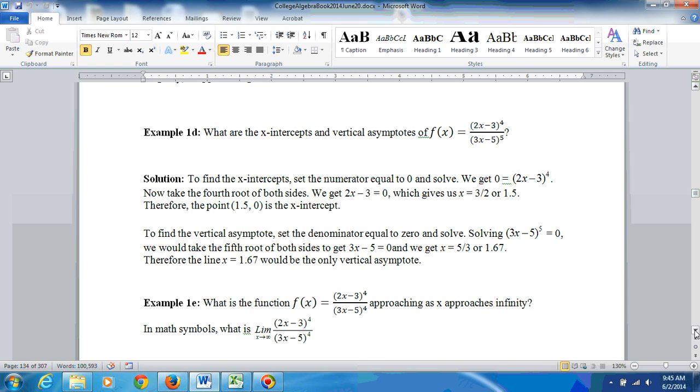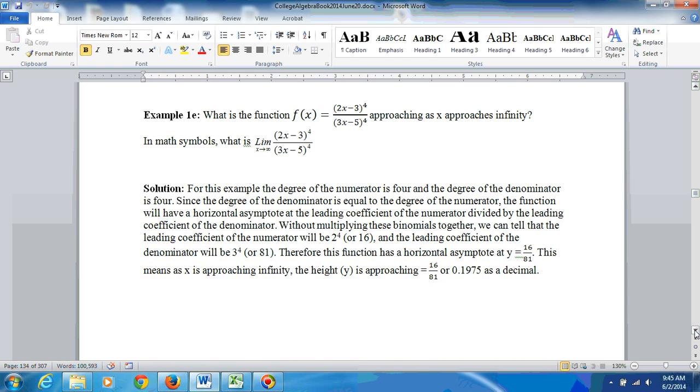Okay, let's go to E. What is this function approaching as x approaches infinity? Well, in this one, looking at the degree of the numerator, it's a 4th degree polynomial, and the degree of the denominator is also a 4th degree polynomial. So the powers are the same. When the powers are the same, then you have to look at what the leading coefficients are when you would expand this out. Well, if you take the 2 and raise it to the 4th, you get 16, and 3 to the 4th is 81, so you get 16/81. That's what this is approaching.